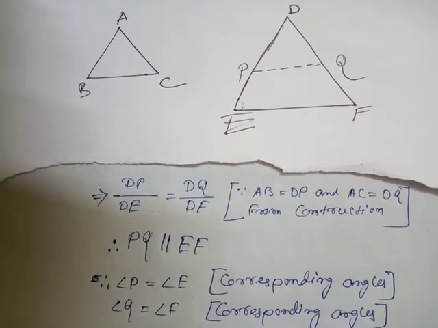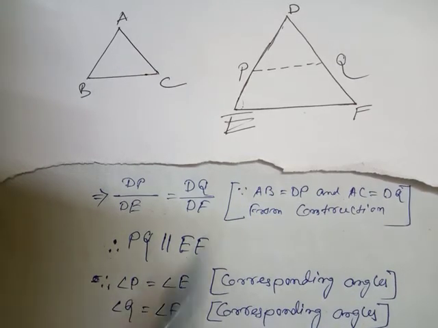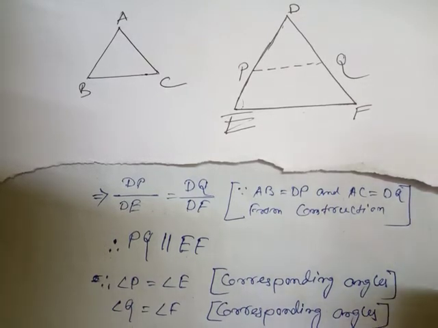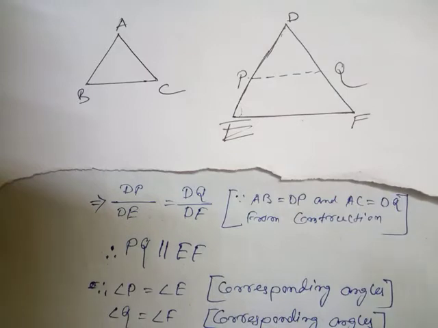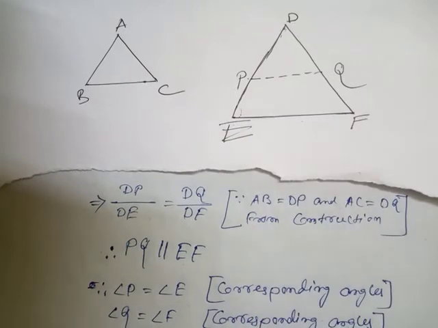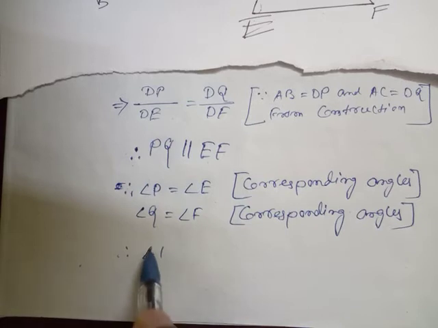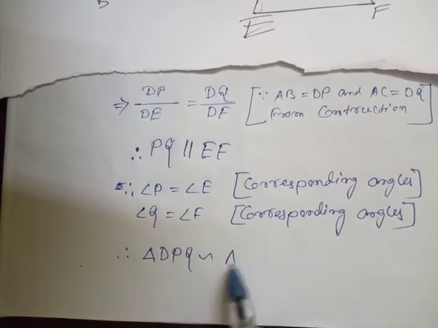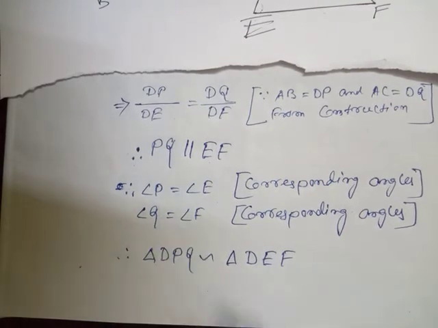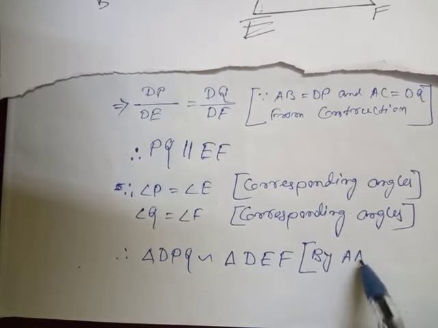Now look here, after that student, we can say here that since two angles are equal, triangle DPQ and triangle DEF, I repeat again, triangle DPQ and triangle DEF both are similar. So we'll write here now, therefore triangle DPQ is similar to triangle DEF. Here only two angles, so we'll write that by angle criteria.